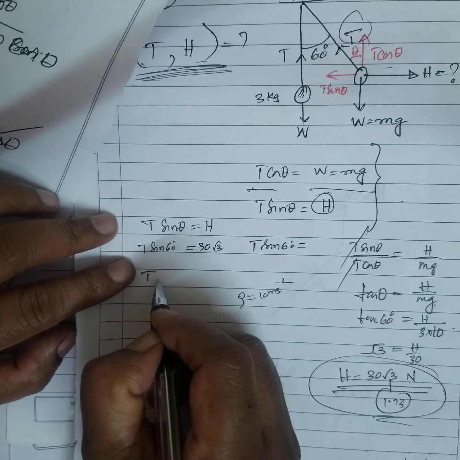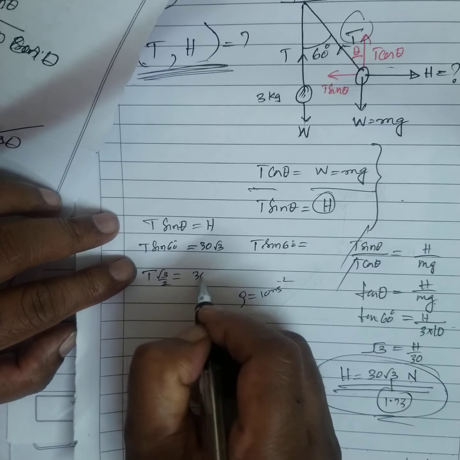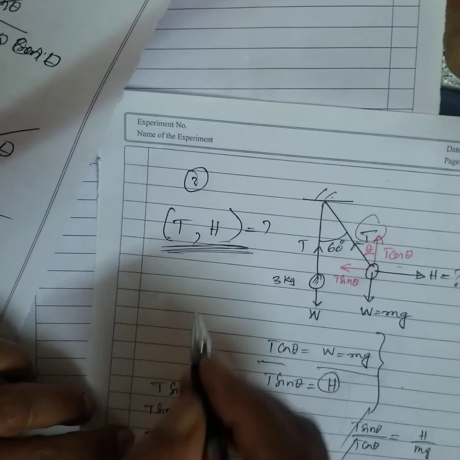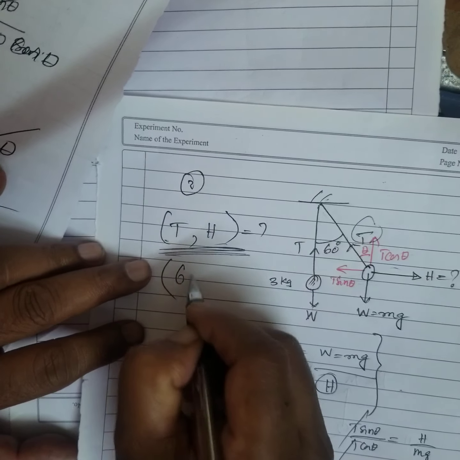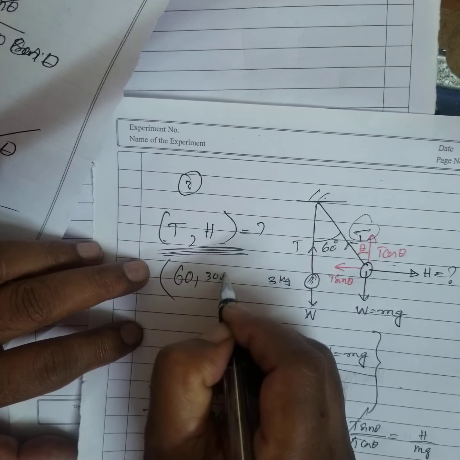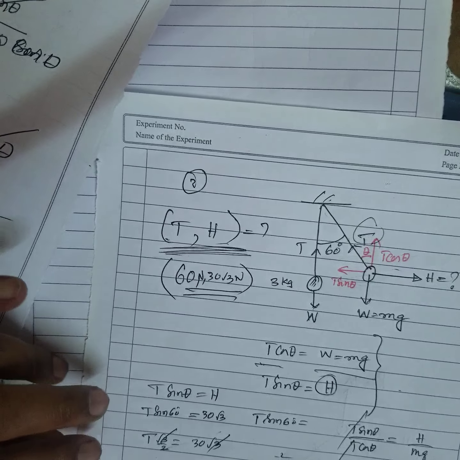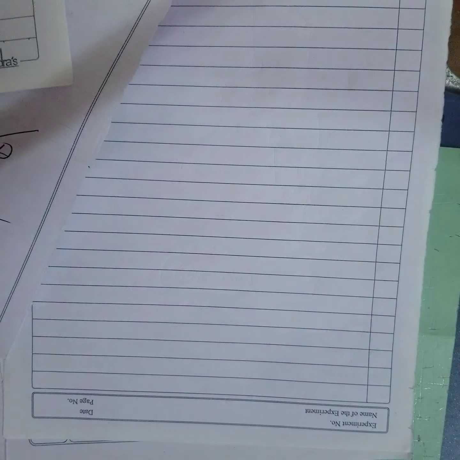Therefore, T sin 60 is what? Root 3 by 2 is equal to 30 root 3. Root 3 gets cancelled. T is equal to, cross multiply, 60 Newton. The correct answer is tension is 60, 30 root 3 Newton they have given. Understood? You have solved these 3 problems.